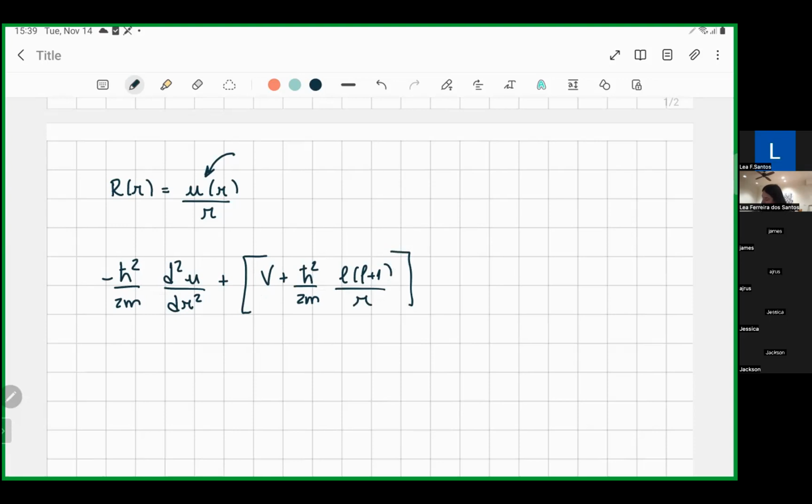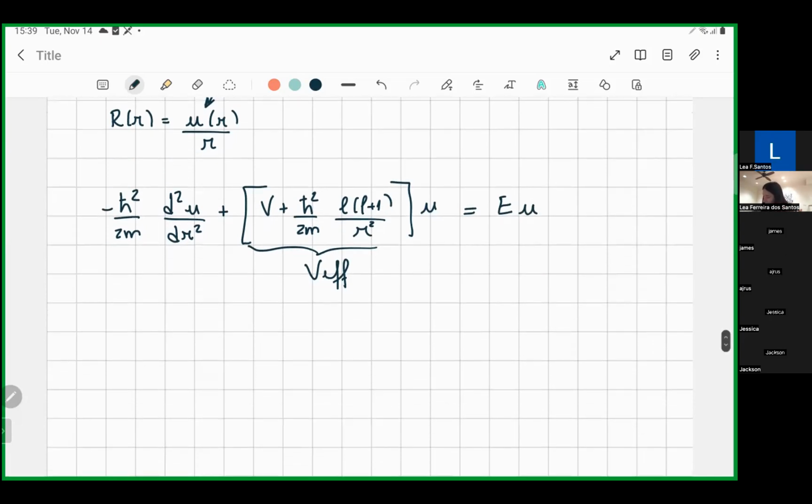This whole thing here, R squared, is what we called an effective potential equals to energy U. So this looks very similar to our old time-independent Schrödinger's equation. We even said that the normalization for that U function looks very similar to what we used to do.